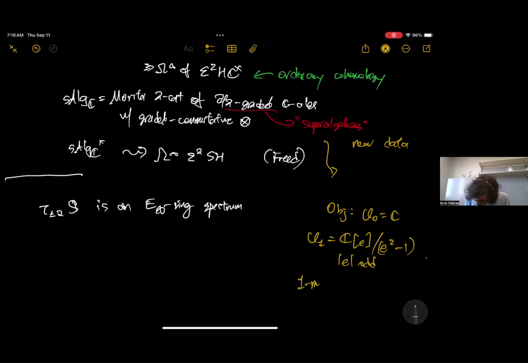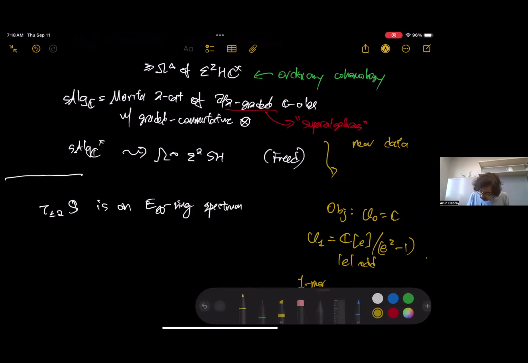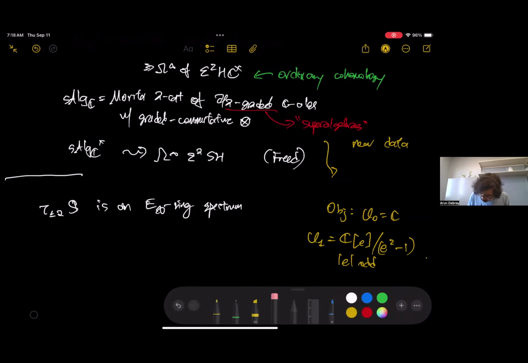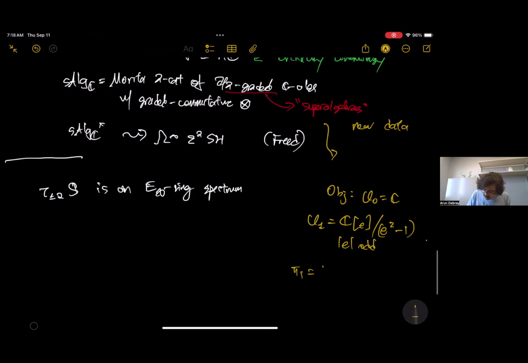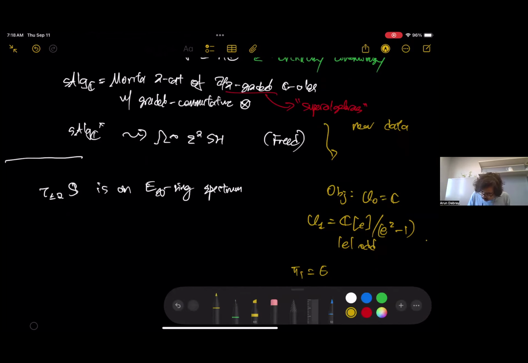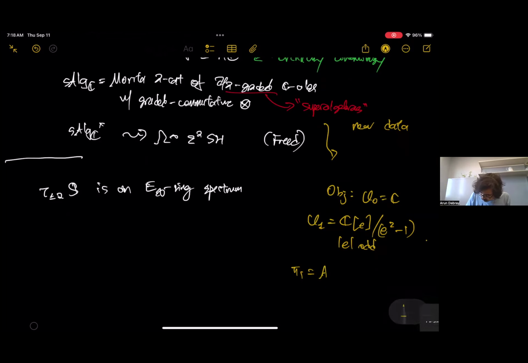And then 1-morphisms. So pi 1 is the automorphisms of the unit. What is a Z2 graded bimodule over C? Well, it's a Z2 graded vector space. And if it's invertible, then we've got Z2 again, which is C with even grading and C with odd grading. So again, we get a Z2, and now C with odd grading represents eta.